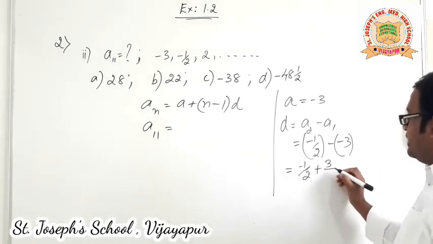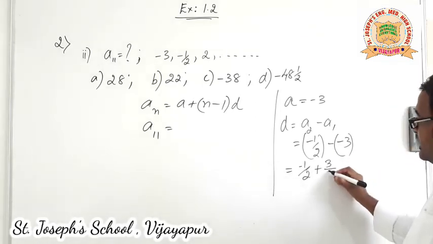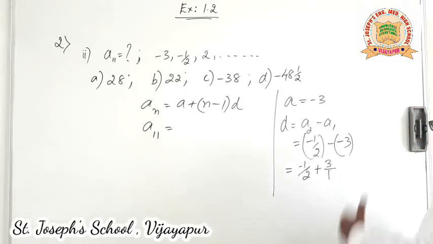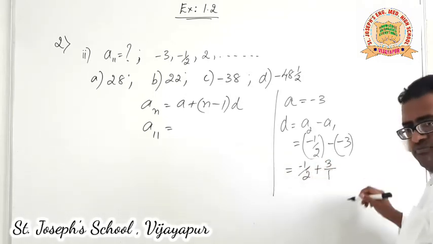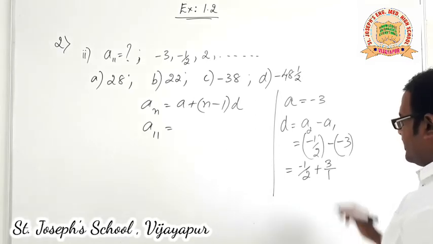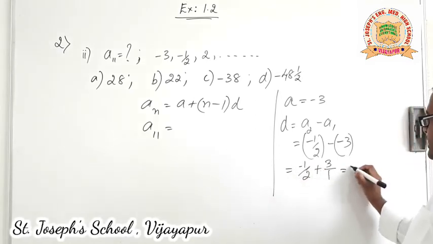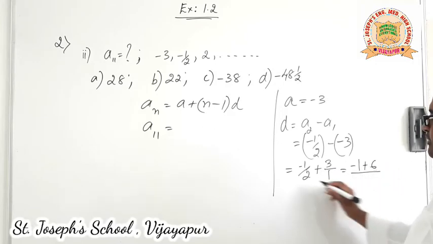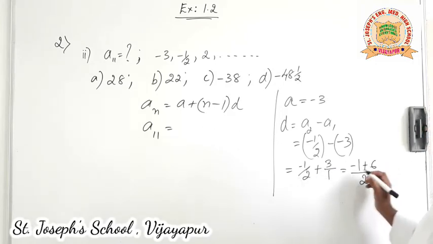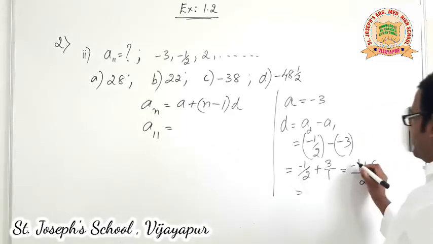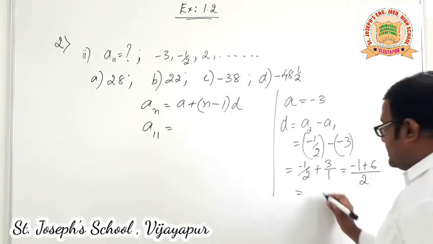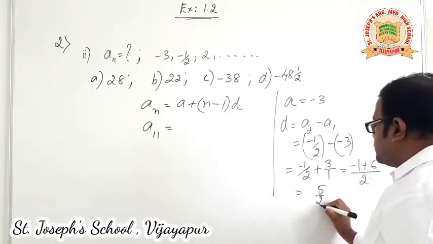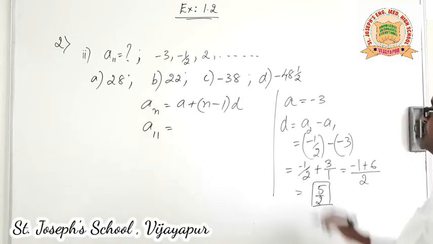When a number is not given as fraction, we write it as by 1 and it becomes a fraction. Now, the regular method of simplification. Minus 1 into 1 is minus 1. 2 3s are plus 6 divided by 2 1s are 2. The answer is 6 minus 1 or minus 1 plus 6 is 5, so 5 upon 2. That is the d. So, we got d, we got a.